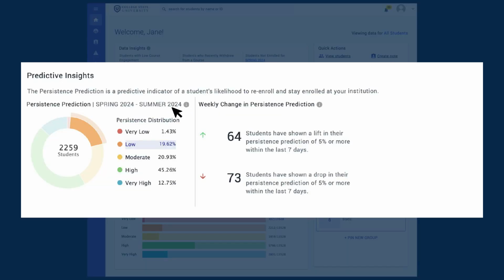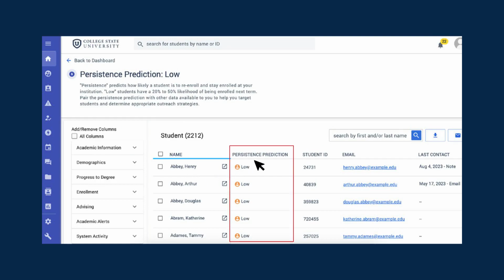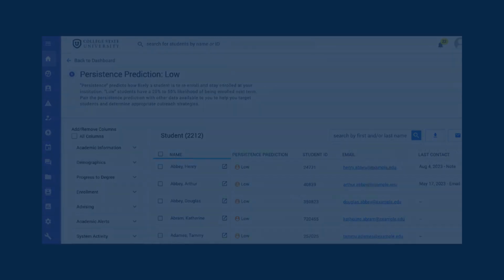Start your day by using persistence insights, showing a student's likelihood to stay enrolled, to identify students needing attention. One way to organize engagement efforts is by prioritizing outreach to students in the moderate, low, and very low buckets.